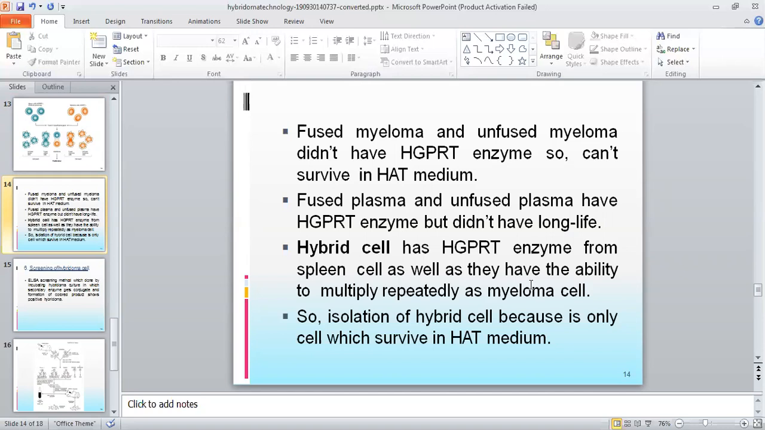The hybrid cell has the HGPRT enzyme, because the HGPRT enzyme comes from the plasma cell or spleen cell, and it has the ability to multiply repeatedly like the myeloma cell, and this cell can divide continuously due to the myeloma cell. So for the isolation of the hybrid cell, it is the only cell which survives in HAT medium.